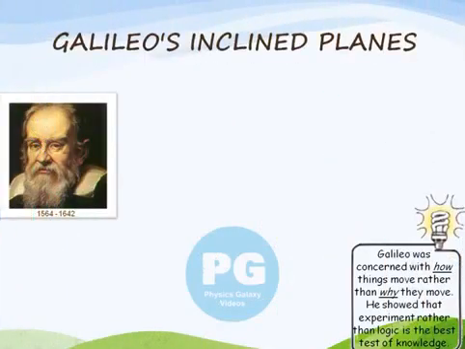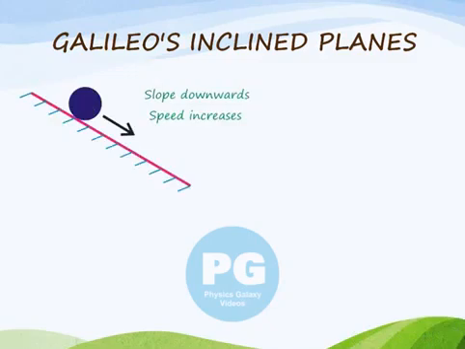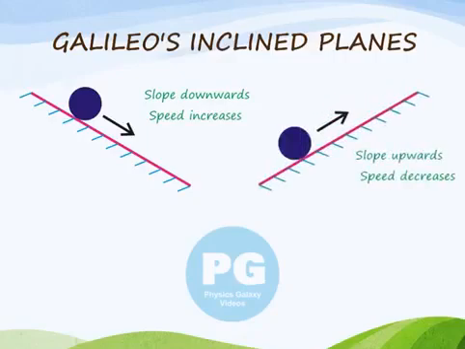Galileo was concerned with how things move rather than why they move. He showed that experiment rather than logic is the best test of knowledge. Also, a series of experiments leads us to some basic conclusions. If the slope of the surface is downward, the speed of the body will increase. And if the slope is upwards, the speed will decrease.